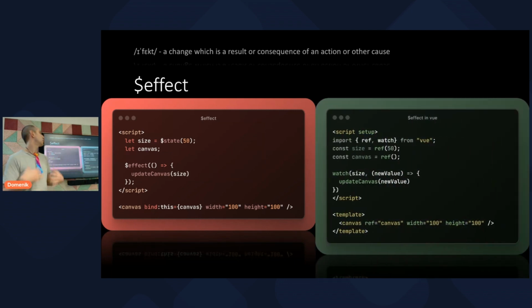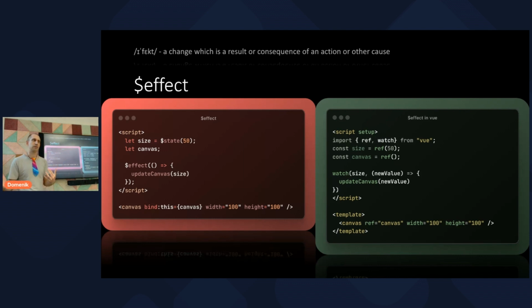For Vue, it's again pretty similar. The way it is written, it's just some different keywords. So instead of $state, we have refs again. Also, the binding of the canvas is another ref. And then we watch the size variable. Whenever the watched reference changes, there is a function that gets executed, and then it updates the canvas.